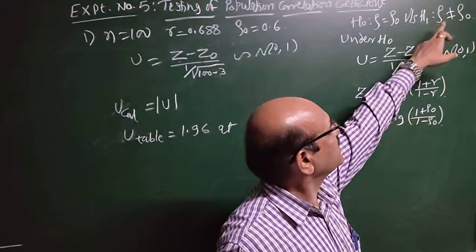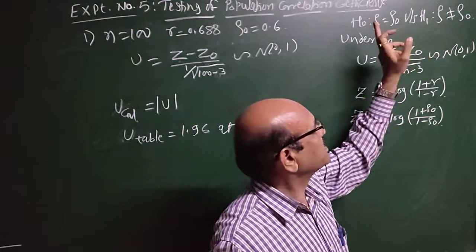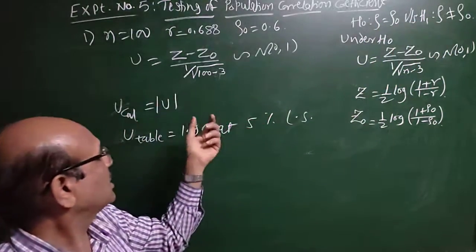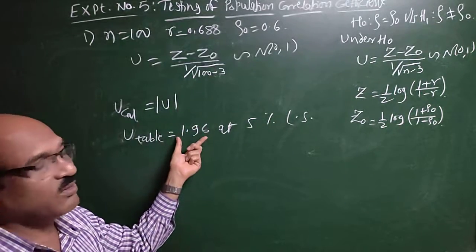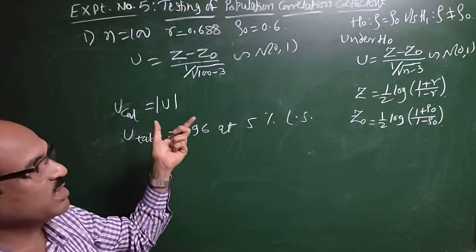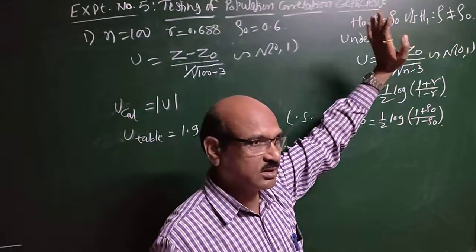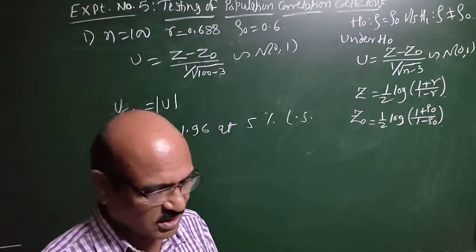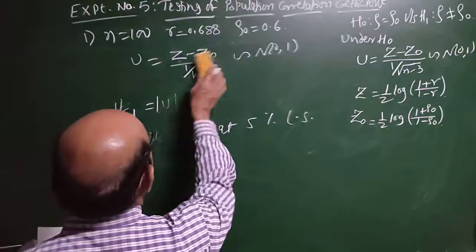Rejected means what? The population correlation coefficient is not 0.6. Suppose the calculated value is 1.5 and the table value is 1.96; then the calculated value is less than the table value, therefore H0 is accepted. That means rho equal to rho naught, so the population correlation is 0.6, you can say. So this is your first question. Second question, what are the things given?